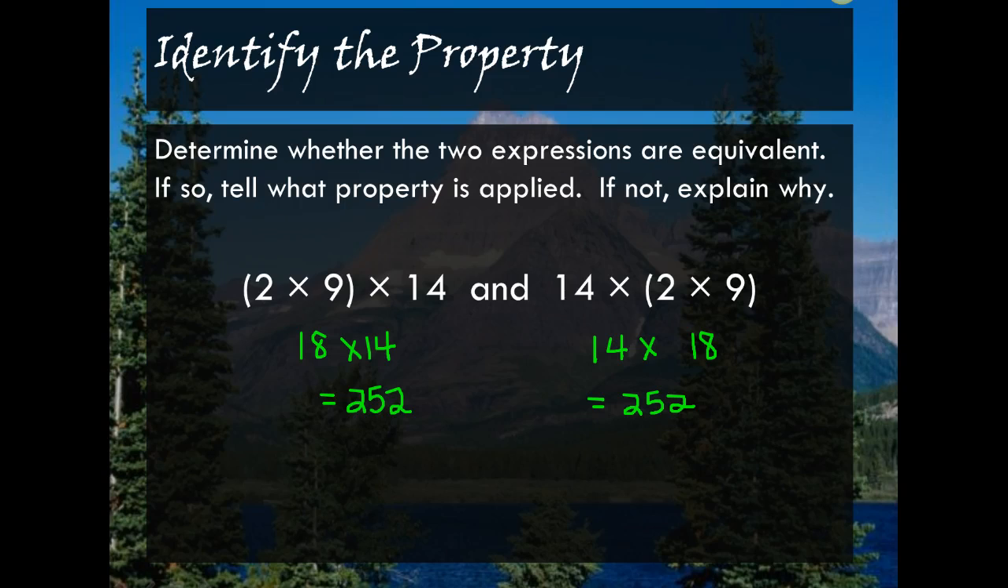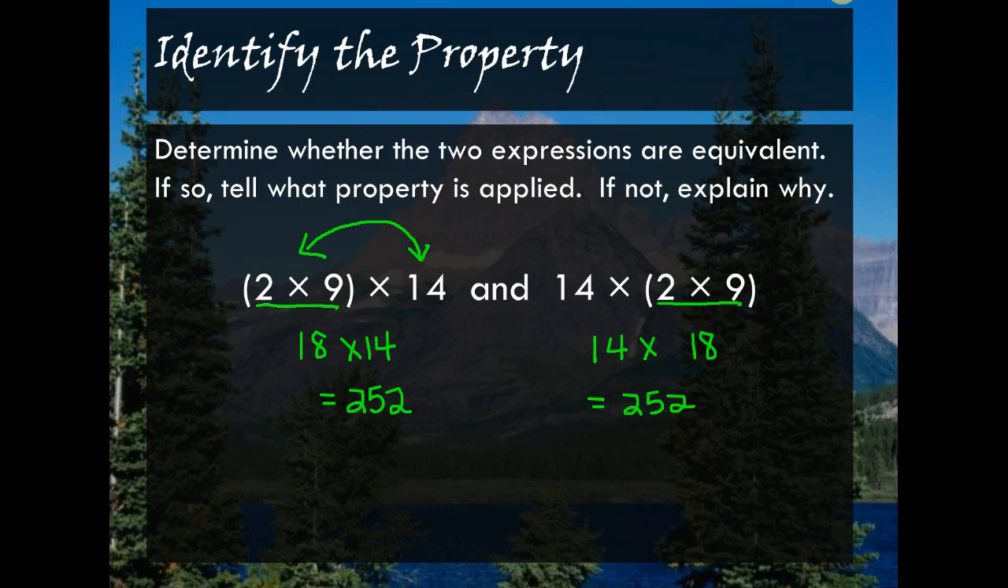If we look at the parentheses, the contents of the parentheses themselves have not changed. So this is not an example of the associative property like we might first think. The thing that is changed is the order of the numbers. This is actually an example of the commutative property.